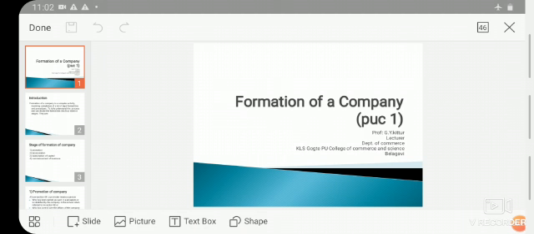However, instead of learning that seventh chapter separately, we are going to study it now, because we have already come to know the meaning of a company, meaning of a joint stock company, features of a joint stock company, types of joint stock company, difference between public company and private company, then merits and demerits of a joint stock company. So after this, next comes how a joint stock company is going to be formed.